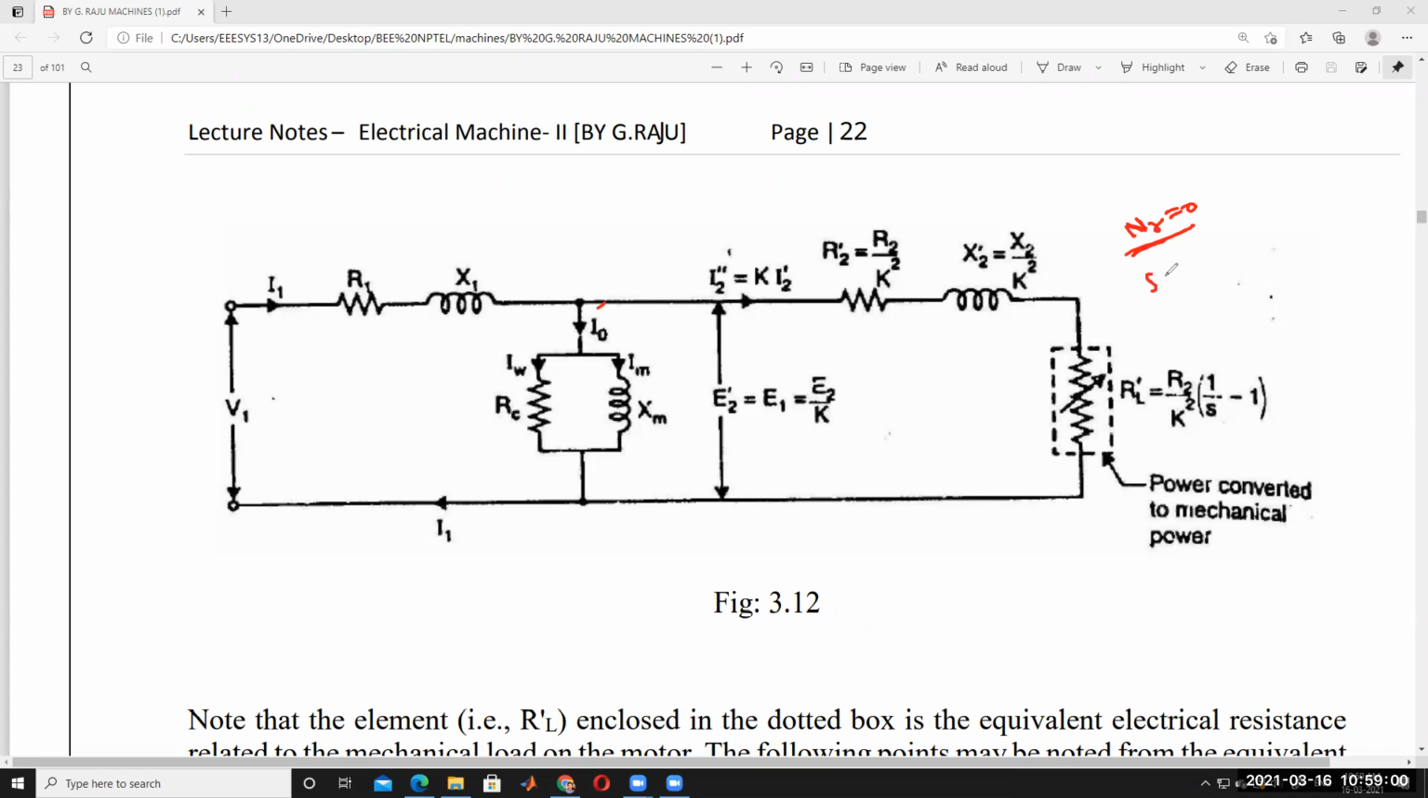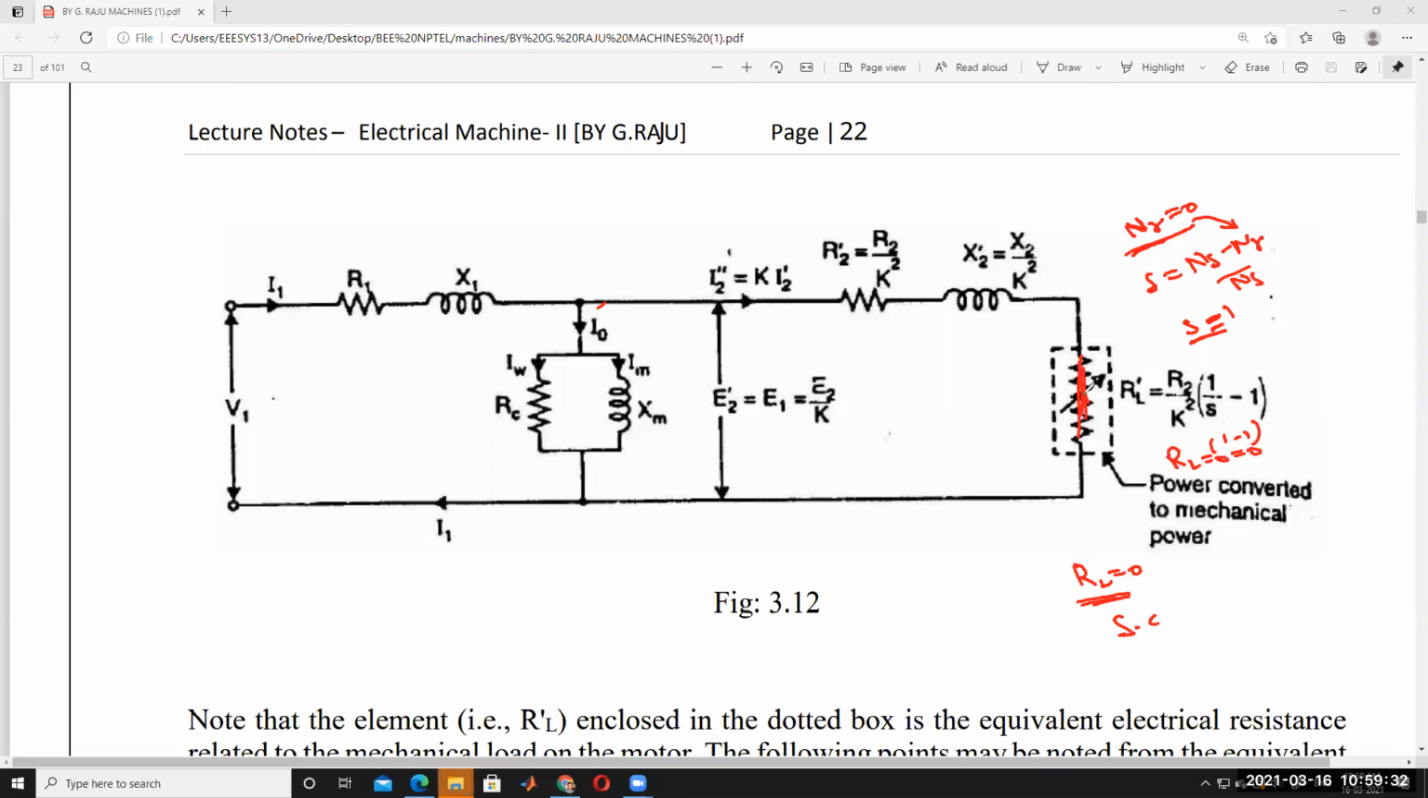And then slip is equal to (Ns minus Nr) by Ns, you know well. And then Nr becomes 0. That means slip becomes 1. Slip is equal to 1. Also substitute here, slip is equal to 1, so 1 minus 1 is equal to 0. That means load resistance RL is equal to 0. Load resistance RL is equal to 0 means it is short circuit.